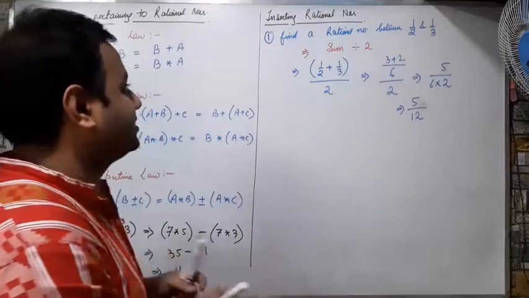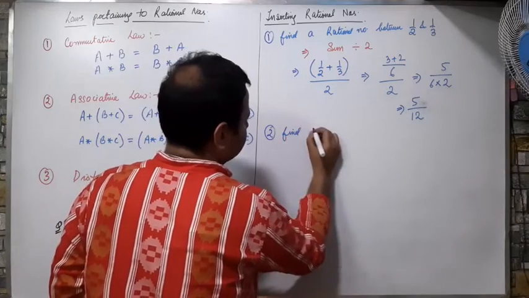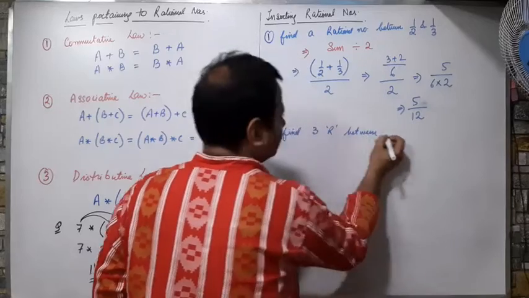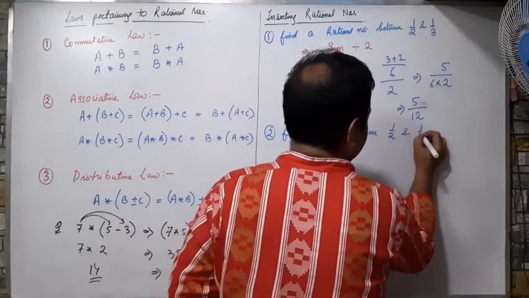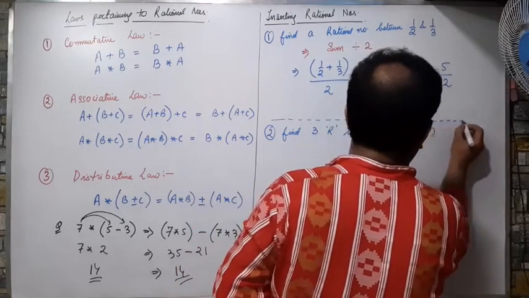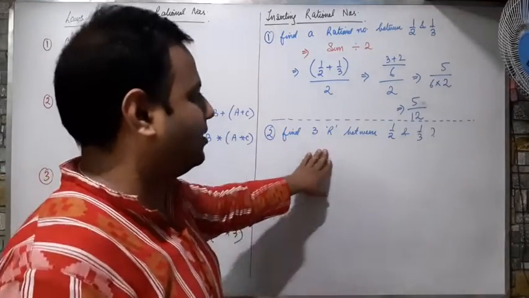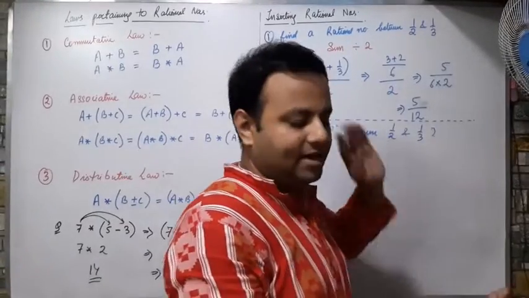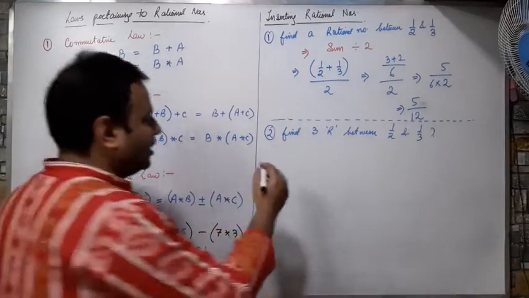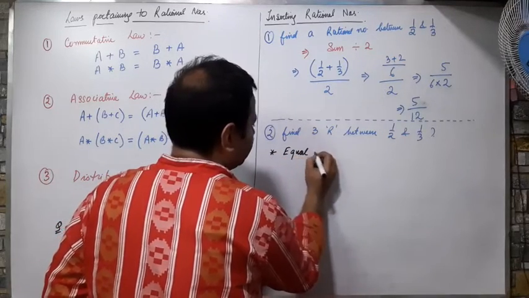But in case you are asked, so now the question is, you have to find three rational numbers between 1 by 2 and 1 by 3. How are you going to do that? For doing this, the first step is to equalize the denominator.